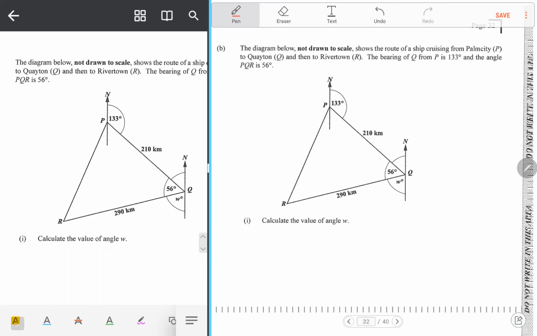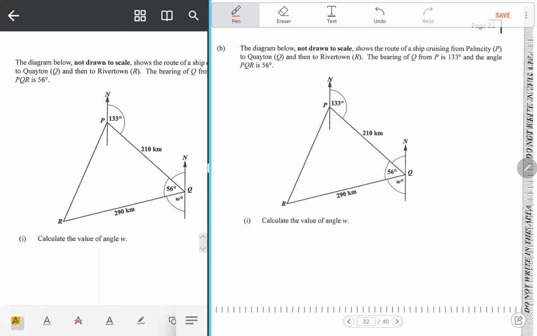Why is the bearing from Q from P 133 degrees? And I gave it away by putting it on the diagram. Remember, bearings is the clockwise angle from the north direction at the from position. So it's like you're at the from position, you face north first, and it is the angle through which you have to turn to the right to face the place that you're going to, right?